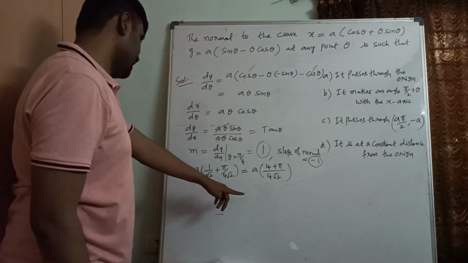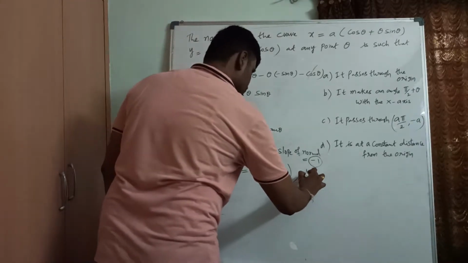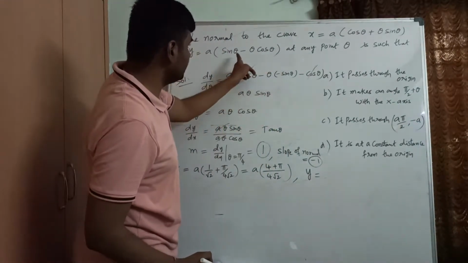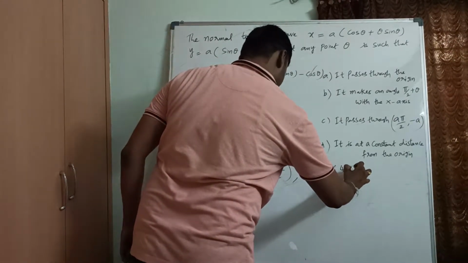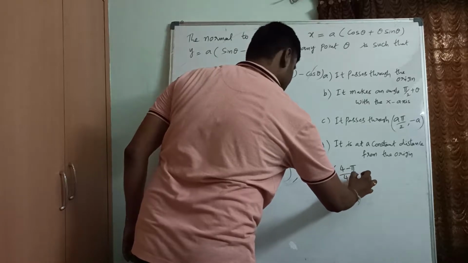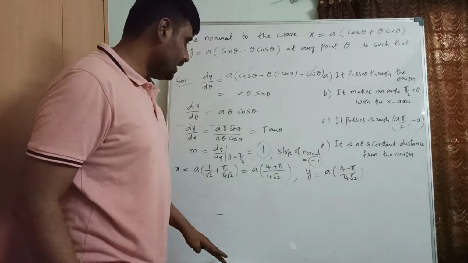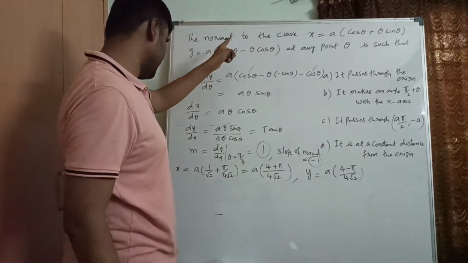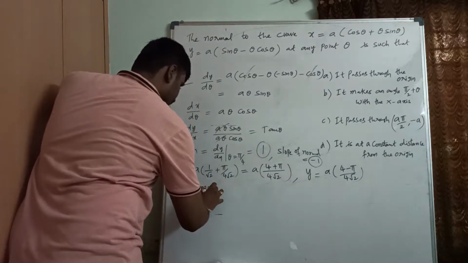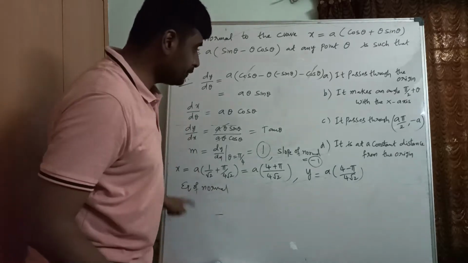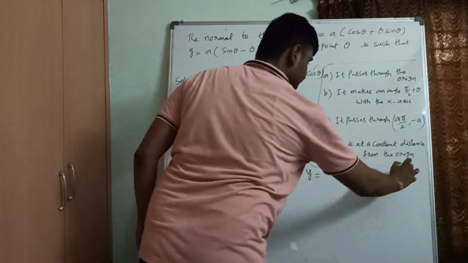Okay? Now similarly, what will we get as the y value? So y equals to, if we substitute theta equal 45 in this, so here we'll get a into 4 minus pi by 4 root 2. Simple. Whenever it is 4 plus pi, that is 4 minus pi. This is my point and this is the slope. Let us find the equation of the normal. Okay, it's very easy now. Equation of normal. Okay, we are not going to find the equation of the normal here. We are going to verify the options by finding the normal equation.